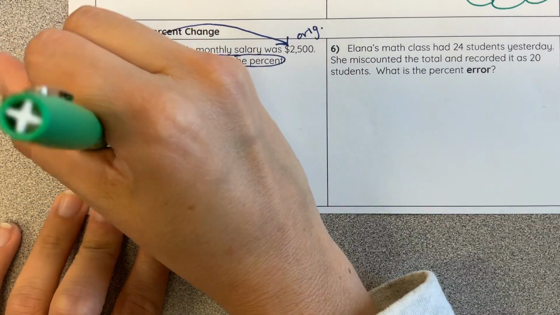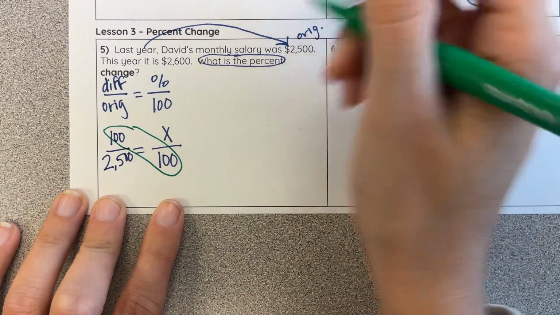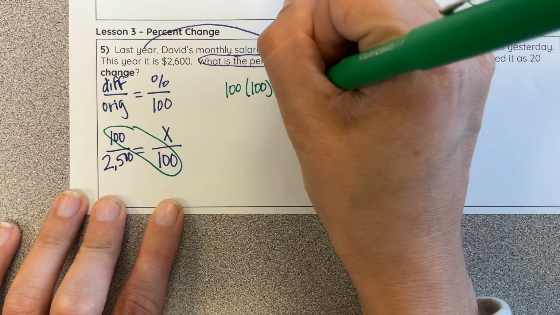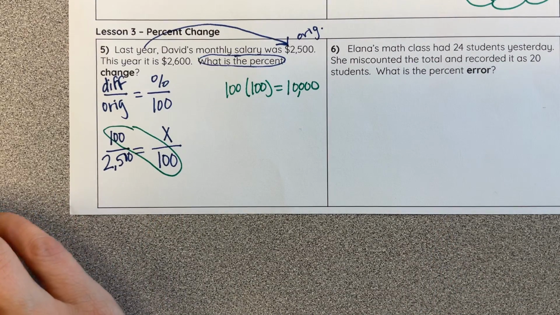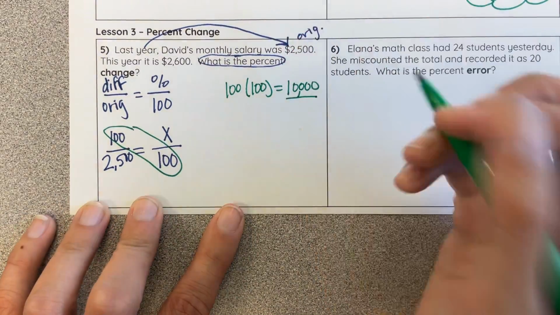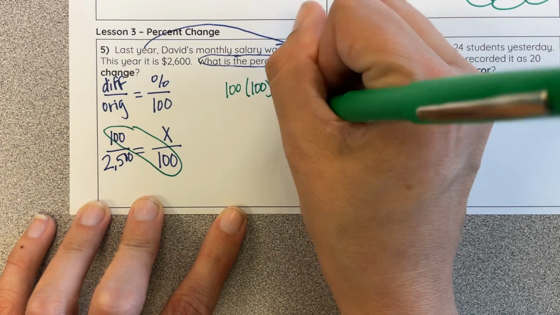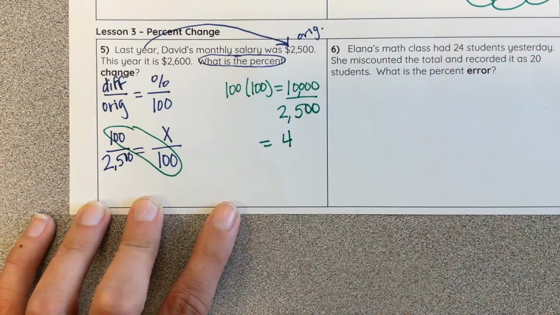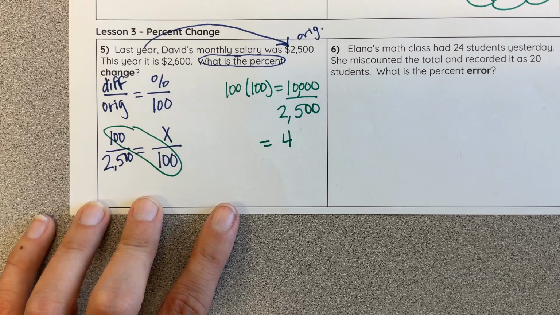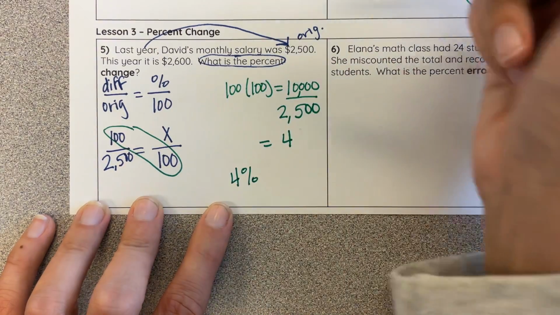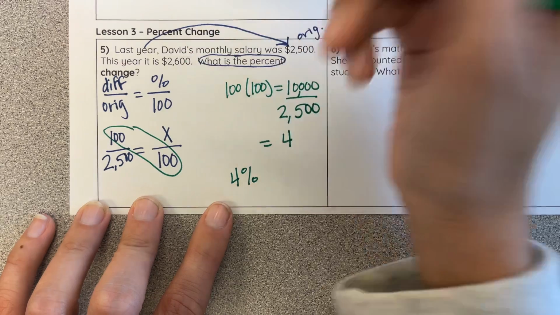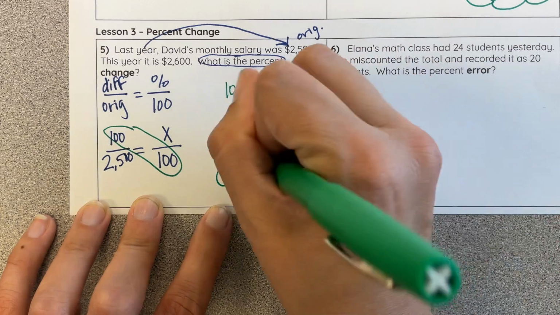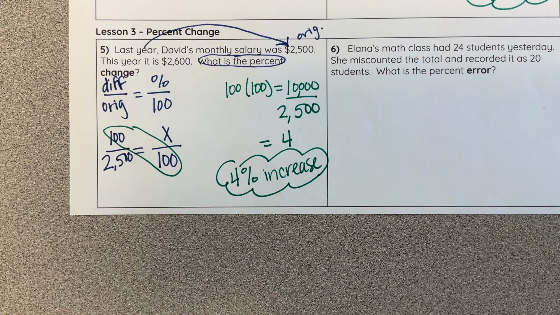And now we're going to solve. We're going to do 100 times 100, which is 10,000. And then we're going to divide by our other number, which is 2,500. And we get 4. So it was a 4%. If it went from 2,500 to 2,600, that went up. So it's a 4% increase. So that's a percent change.